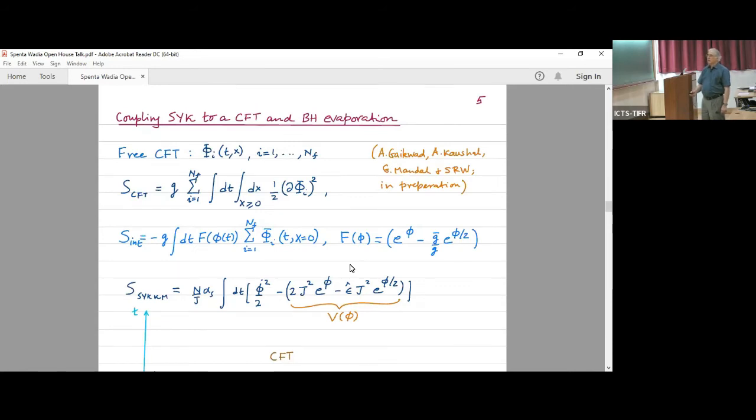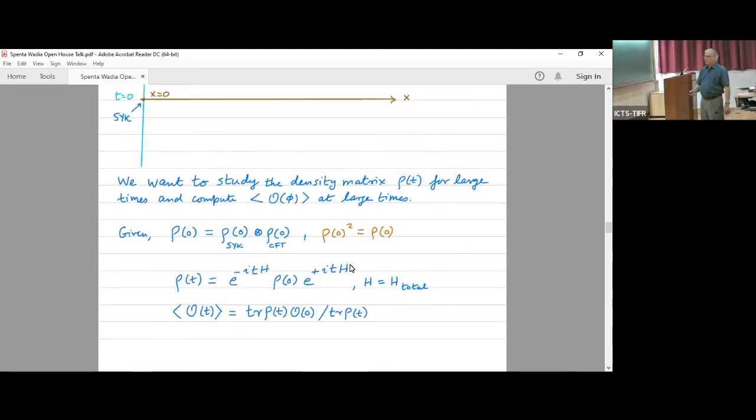This is the coupling over here. This is the free fields, and this is the original SYK model perturbed by this Kourkoulou-Maldacena term. So you do this. This is somewhat like the Kondo model, where you have dynamics at a point, and it is coupled to a two-dimensional conformal field theory. All right, so what we want to study is the density matrix for large times.